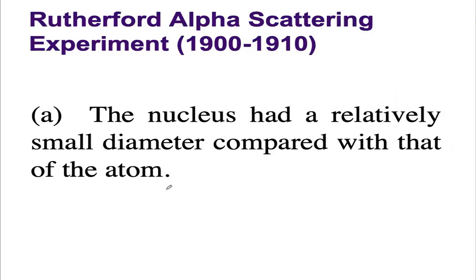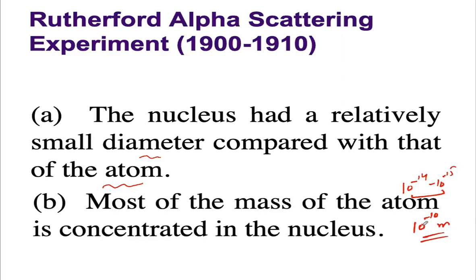In his alpha scattering experiment, Rutherford explained that the nucleus has a relatively small diameter compared with that of the atom. The size of the nucleus is of the order of 10 to the power minus 14 to 10 to the power minus 15 meter, as compared to the size of the atom, which is of the order of 10 to the power minus 10 meter. He also explained that most of the mass of the atom is concentrated in the center of the atom, which he named the nucleus.